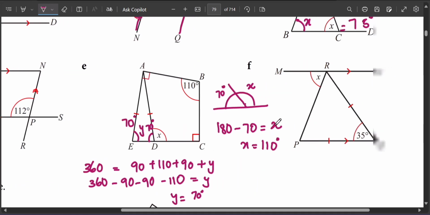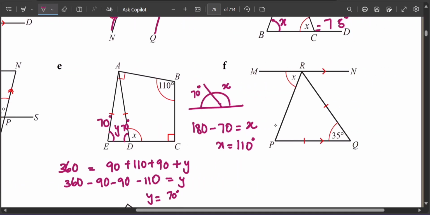For the F part, there are two parallel lines, and then we can see a Z angle being made like this.